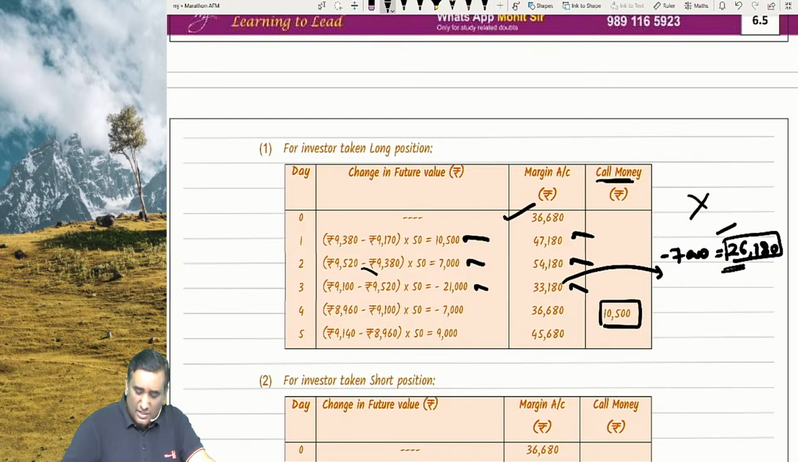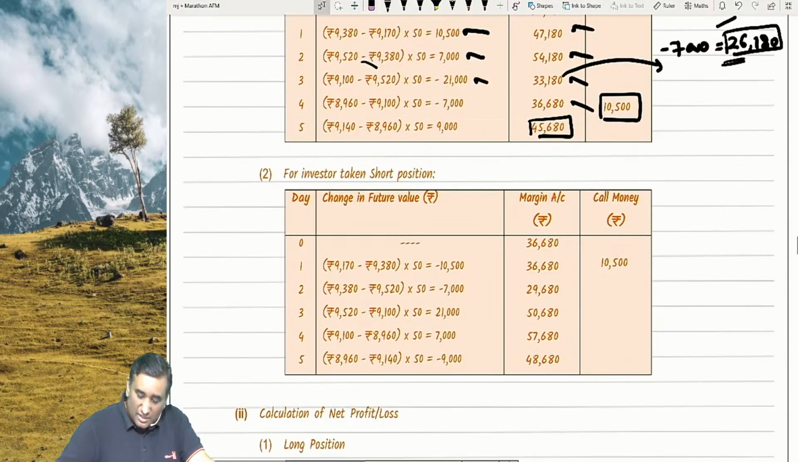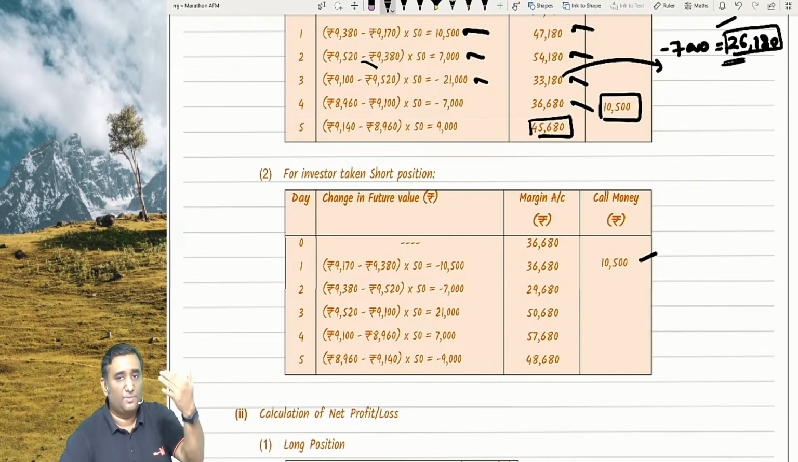So in this case we are assuming the broker was nice, the client was also good, within a fraction of a second he paid, and his balance again becomes, and at the end the balance. In the short position, the margin was hit on the second day itself, because the price went up, the margin was hit accordingly. I hope you can try it out.